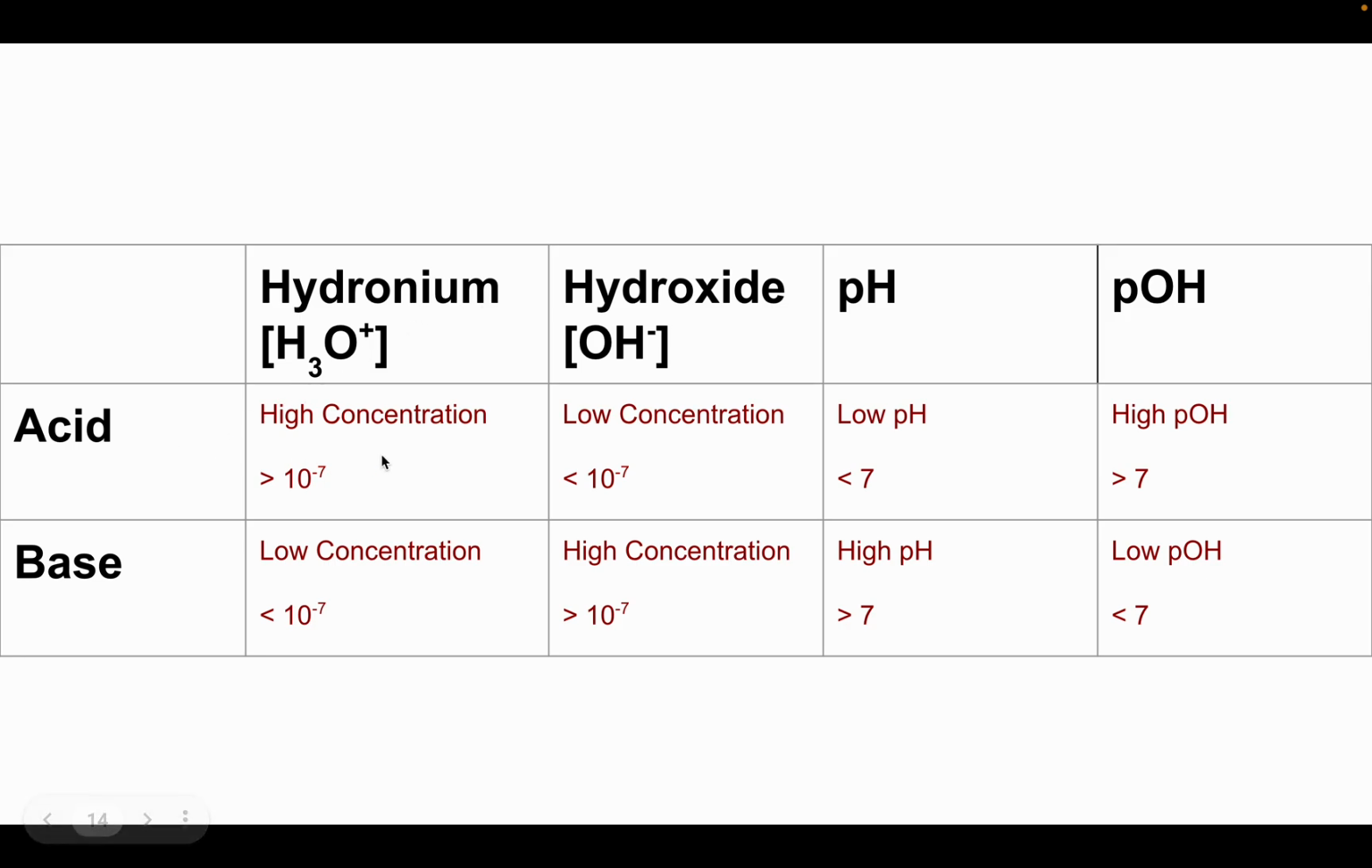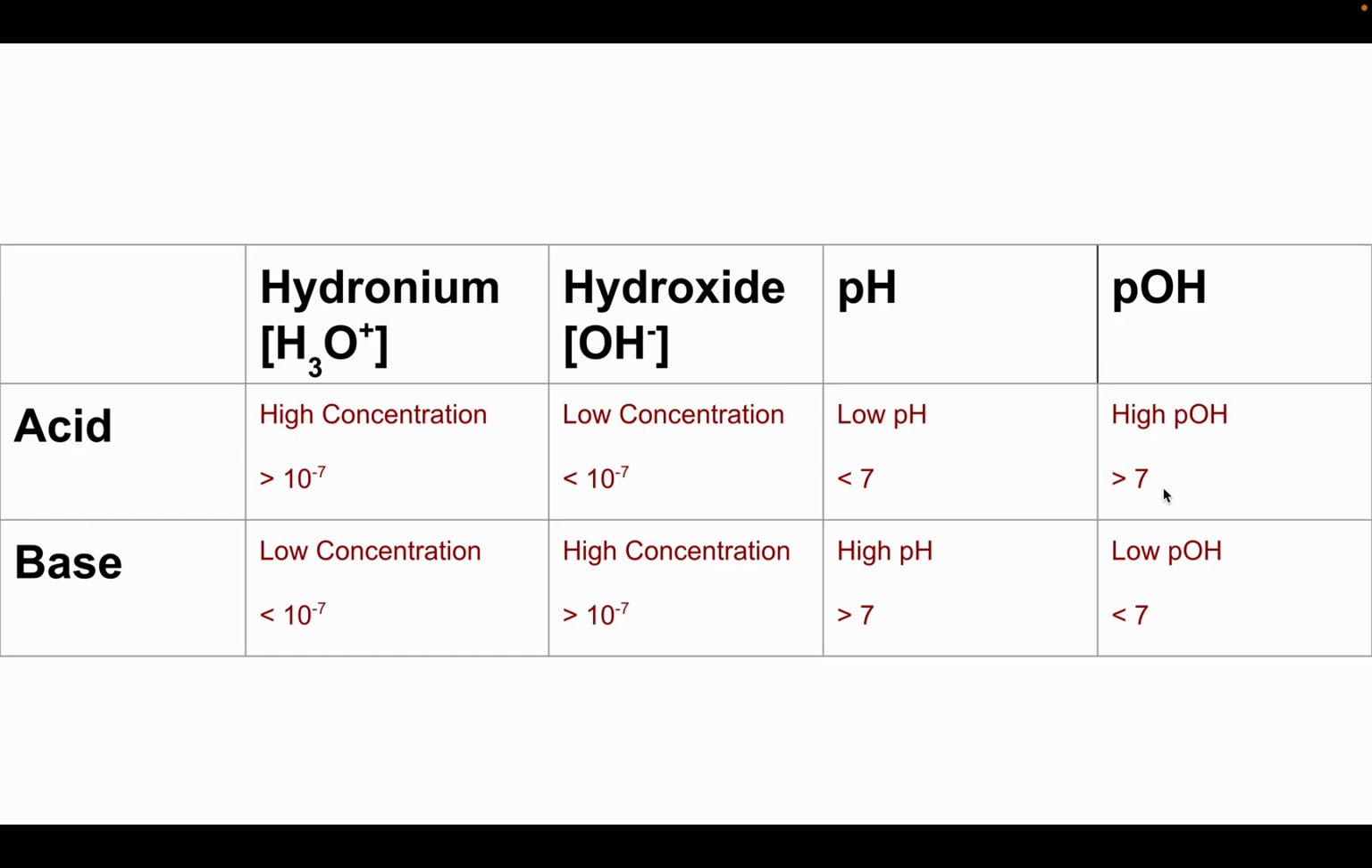So for acids, they have high hydronium concentration, meaning greater than 10 to the negative 7th moles. Low hydroxide concentration, so less than 10 to the negative 7th moles. They'll have a low pH, so less than 7, and they'll have a high pOH, so greater than 7. So what does this mean?